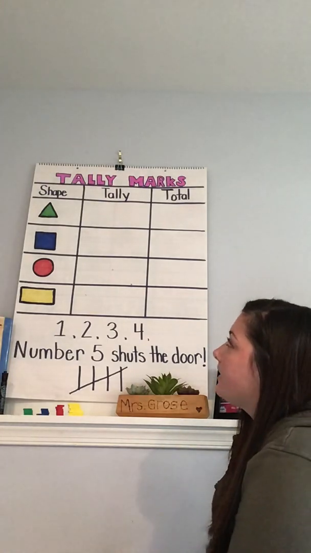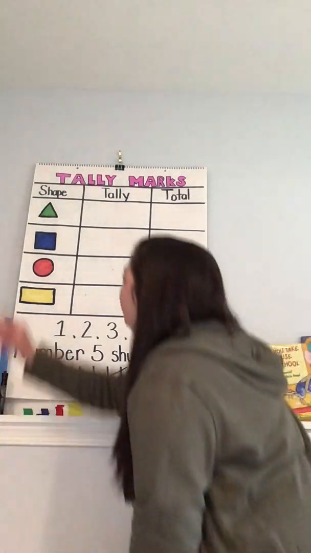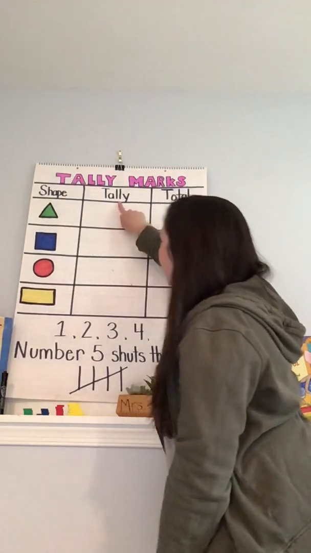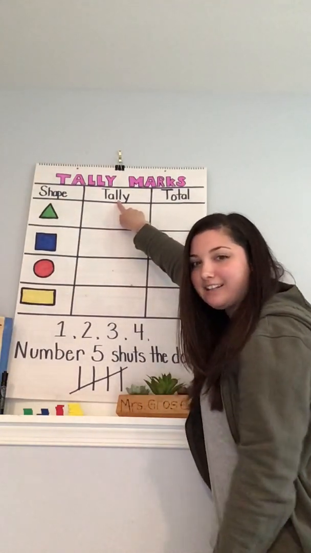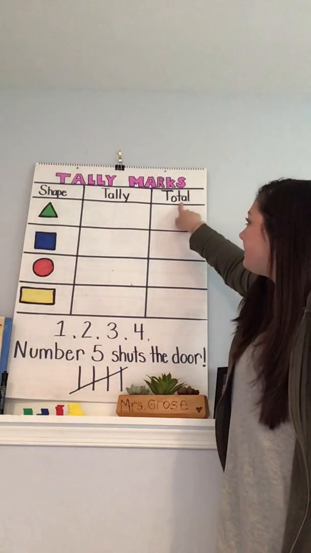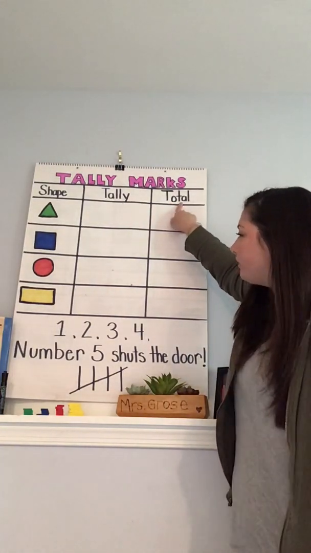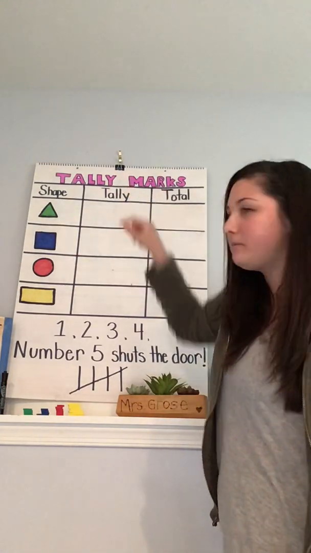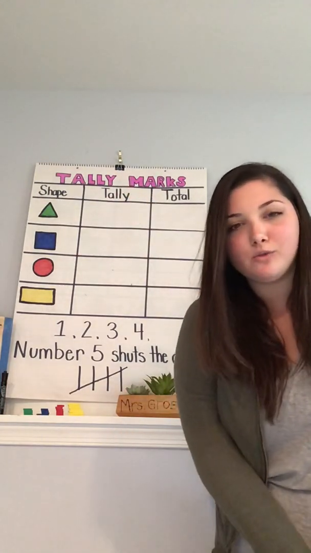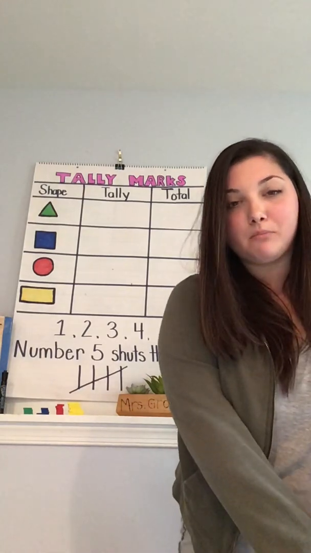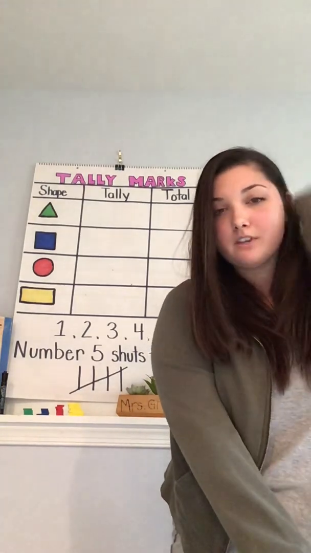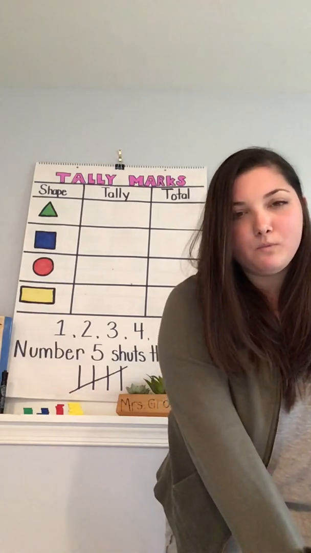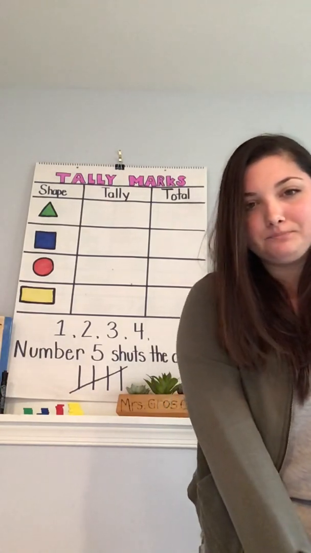Something I noticed is that up here at the top, it tells me that these are my shapes. I see that there's a spot here that says tally, and a spot here that says total. So now that I notice the parts of my graph, I'm going to wonder, what am I going to need to do in those parts of the graph? Take a second and think about that. What do you notice, and what do you wonder about those things?